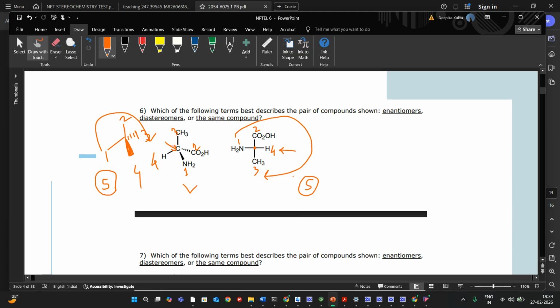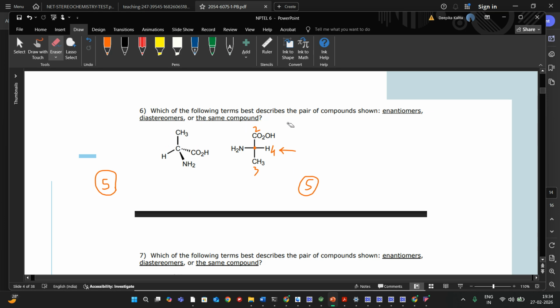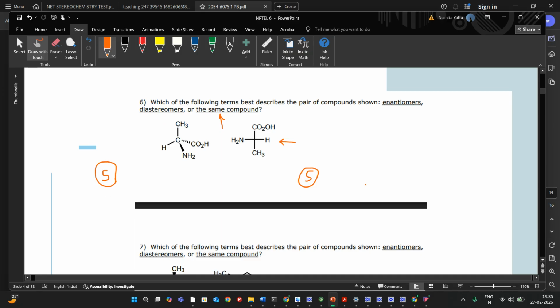Hence, both the compounds which are given have S absolute configurations. So out of all the three terms which are given, you will have to choose the option that the pair of compounds given are the same compound.